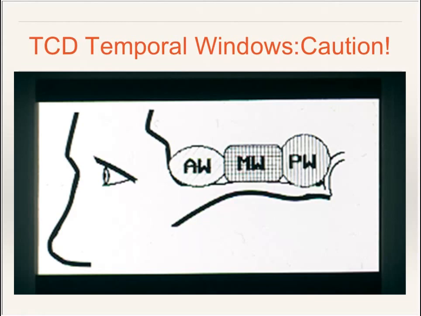Now, when we're talking about the temporal windows, you have to really pay careful attention to which temporal window you're insonating. They all look very similar, but if you're coming in from the anterior window closest to the eye or the posterior window closest to the ear, you're actually changing the angle of insonation slightly, and that could impact the depth that you're reading when you're doing your study.